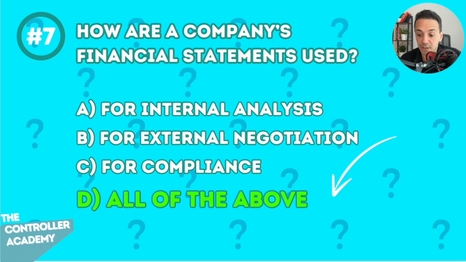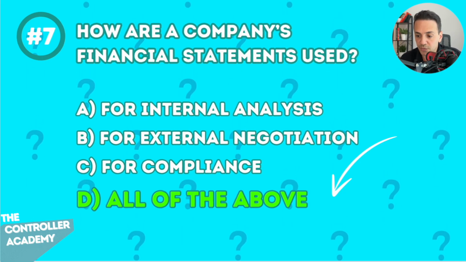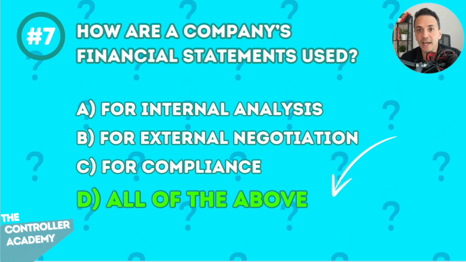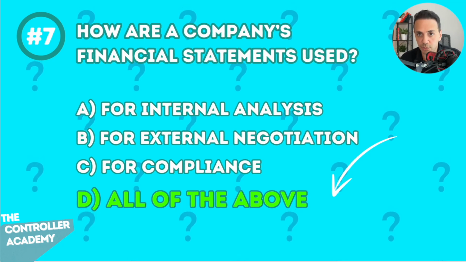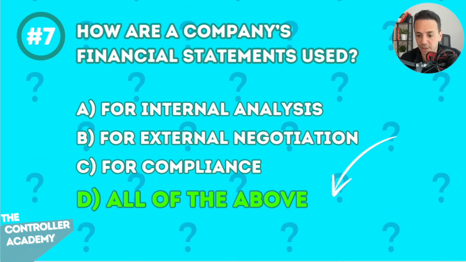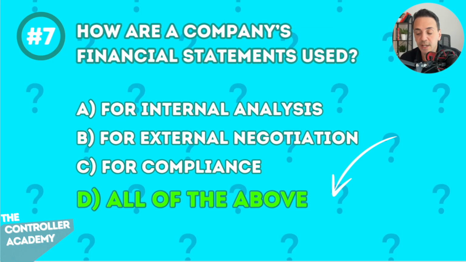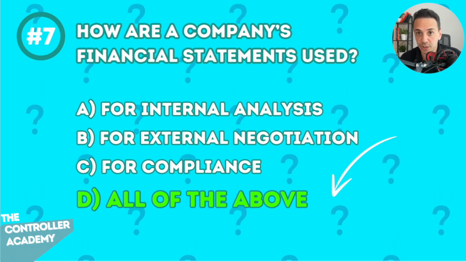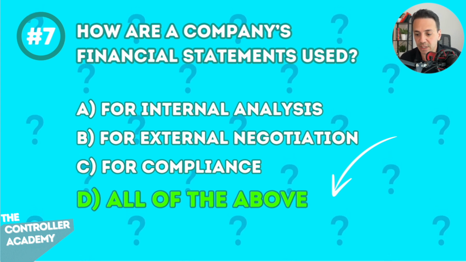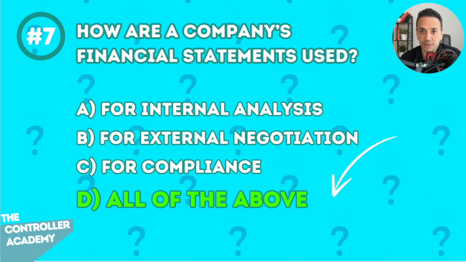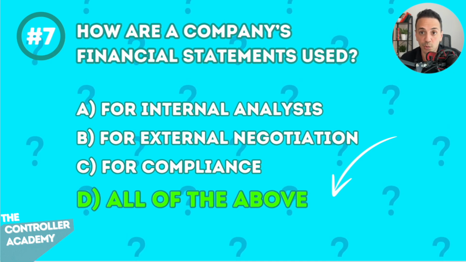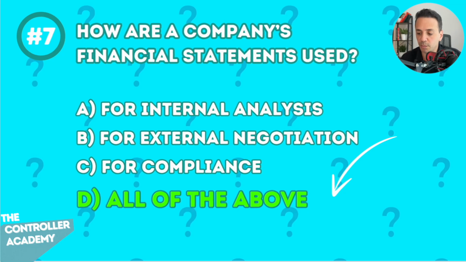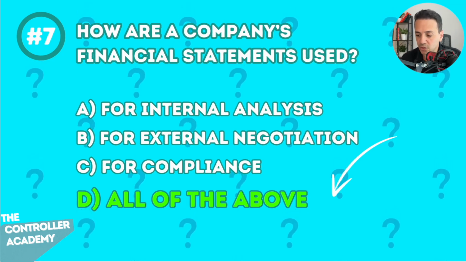Right? Of course, the correct answer is all of the above. Financial statements are used for internal analysis by management so that they can analyze previous performance and make decisions on future navigation for the company. B, for external negotiation. Of course, you use financial statements for that, for example in the case of a merger and acquisition. C, for compliance. Of course, as you will find on the annual reports of publicly listed companies, you will find the financial statements, so they are used for compliance as well. That's why the answer is all of the above.